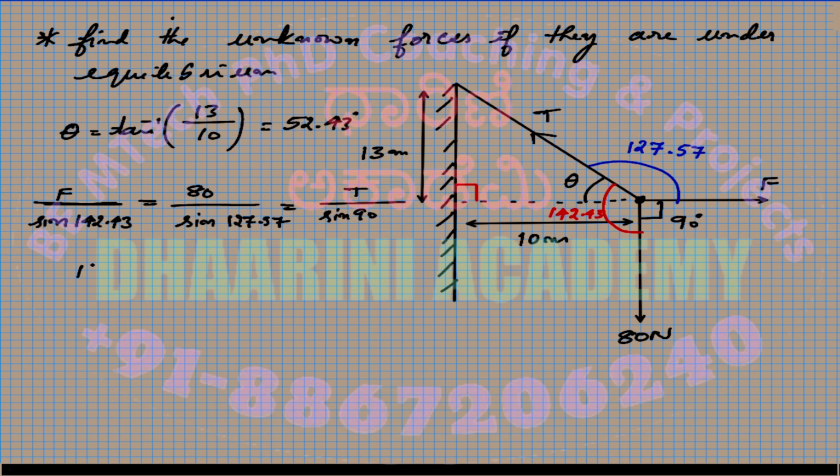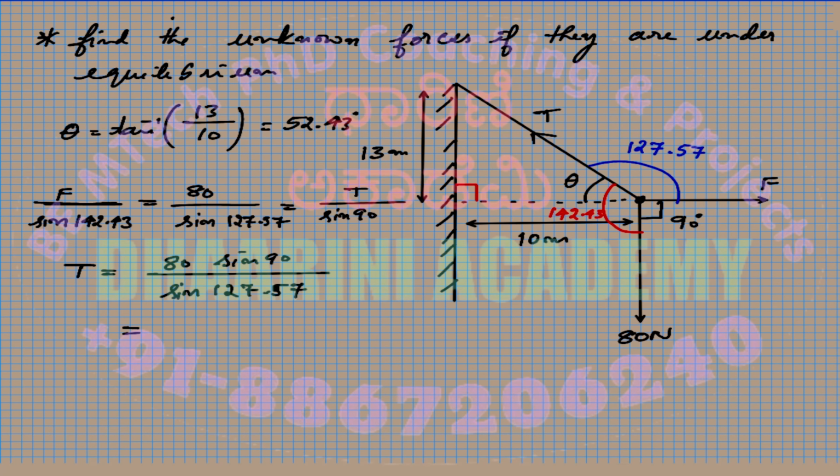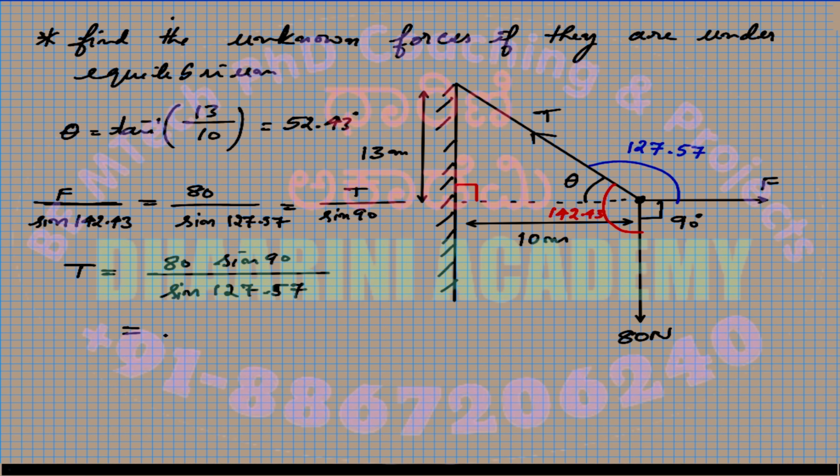Okay, so let's calculate the T first. T has to be equal to 18 into sine of 90 degrees divided by sine of 127.57, right? So we'll be able to calculate the T directly from this. 18 sine 90 divided by sine of 127.57 is equal to 100.93 newtons is T.